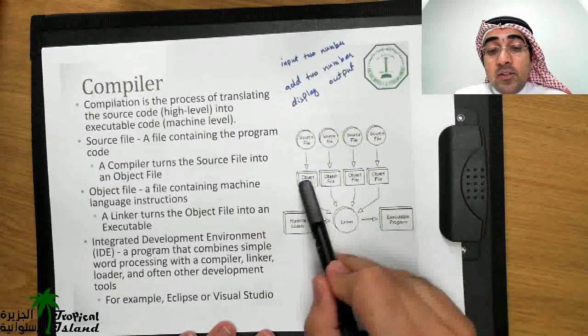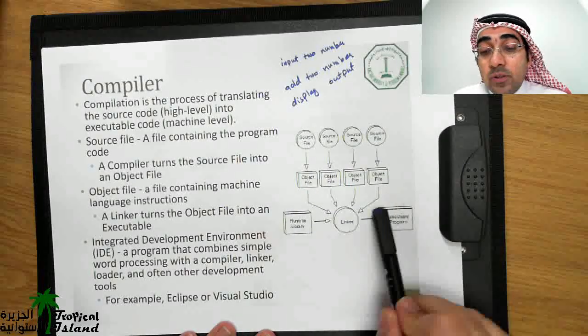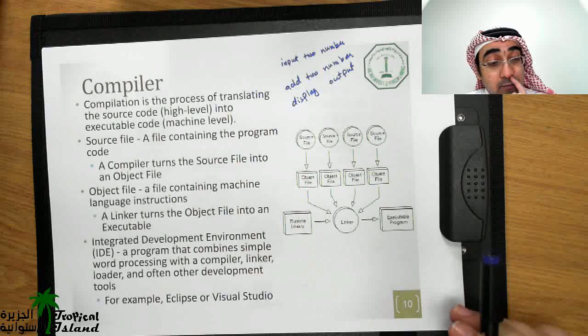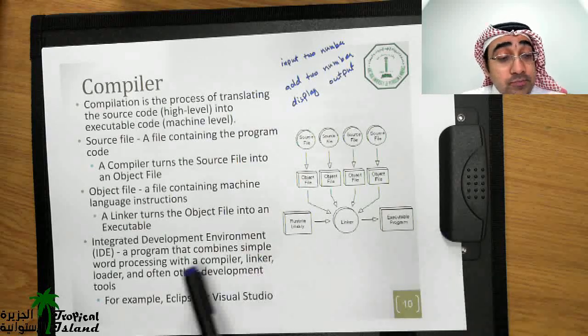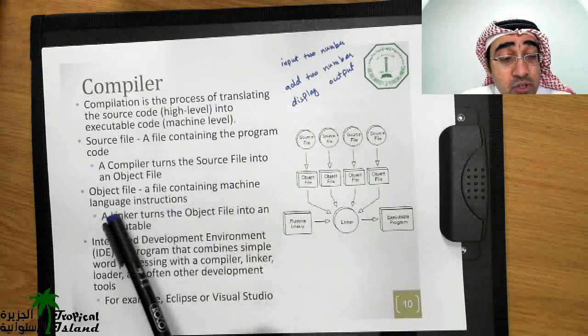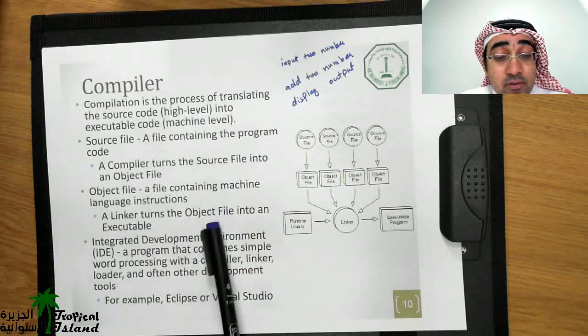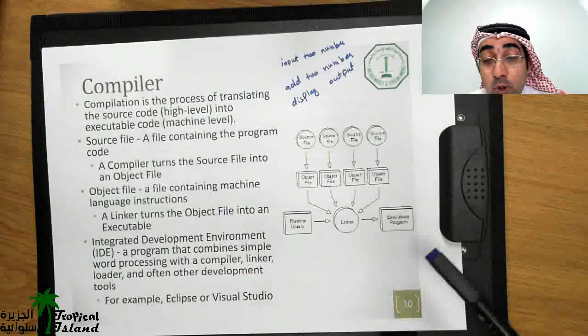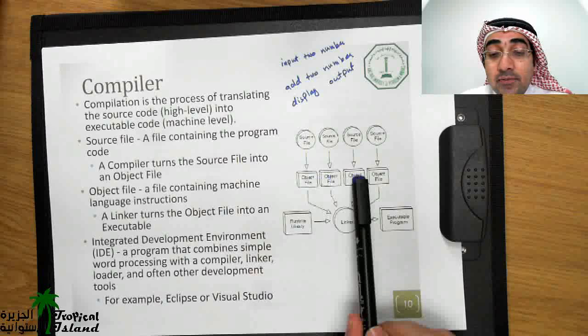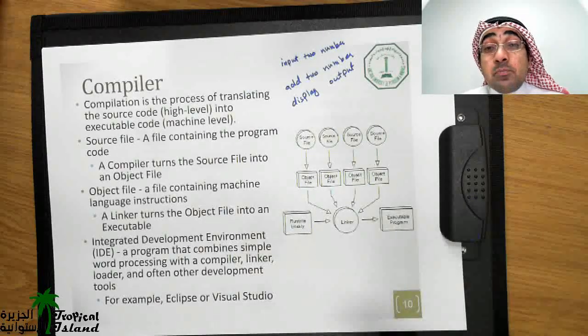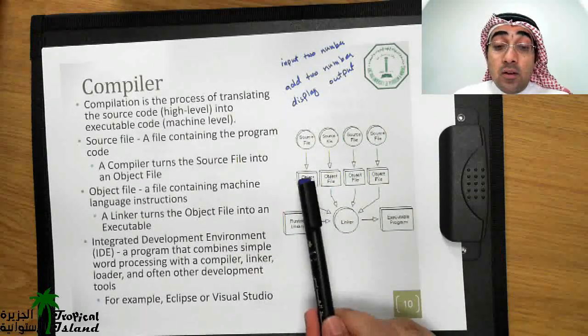So it's going to say, okay, these two can talk to each other now, and it's going to go and generate an executable file for you. An object file contains machine language instructions. A linker turns the object file into executable code. A single piece of code by itself is not executable because it does only partial things.